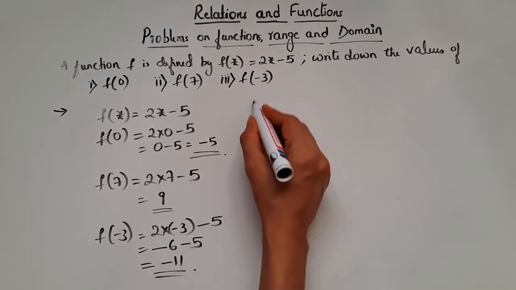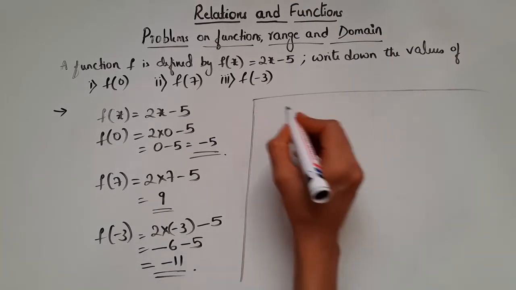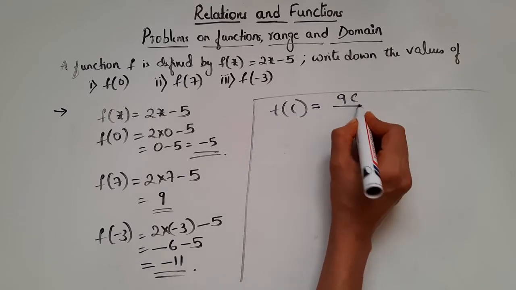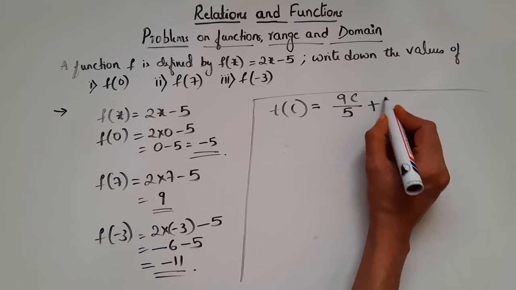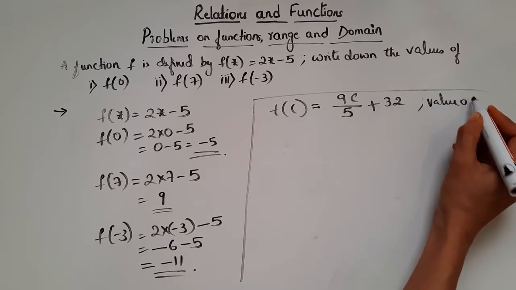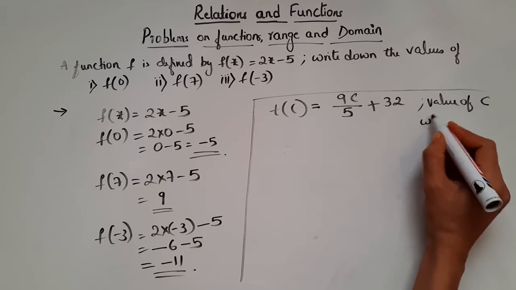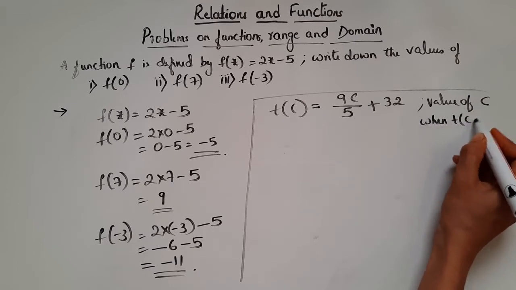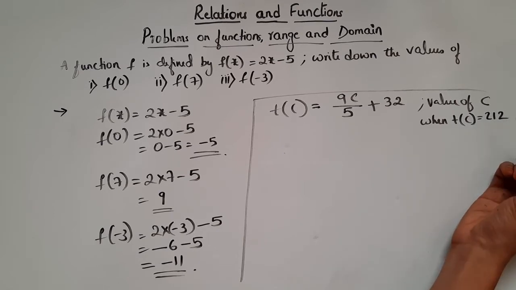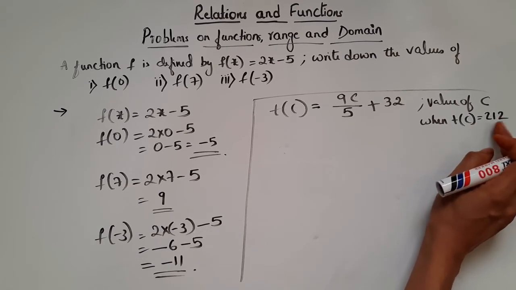Now let me give one more function. Say we have a function t of c which is equal to 9c by 5 plus 32. Here you have to find the value of c when t of c is equal to 212. So here they have given t of c is 212.